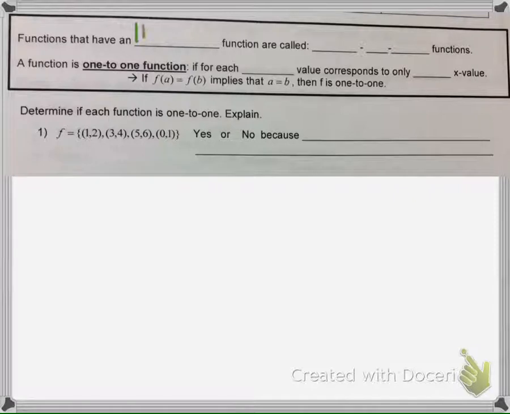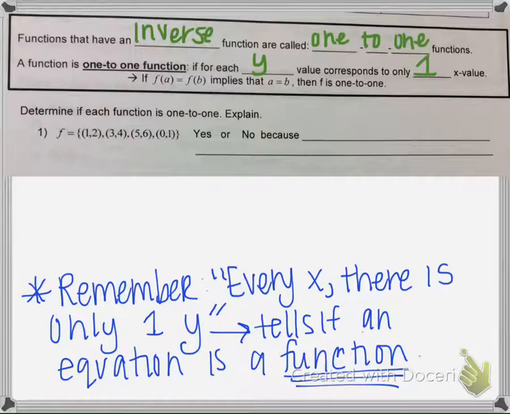So functions that have an inverse are called one-to-one functions. A function is a one-to-one function if each y corresponds to only one x value. Recall that we learned that for every x there is only one y. That is used to tell whether something is a function. This is saying a function is one-to-one if for every y there is one x. So it's kind of the opposite of what we've already talked about. Again, what we've talked about is how to tell something's a function. Now we're talking about one-to-one.